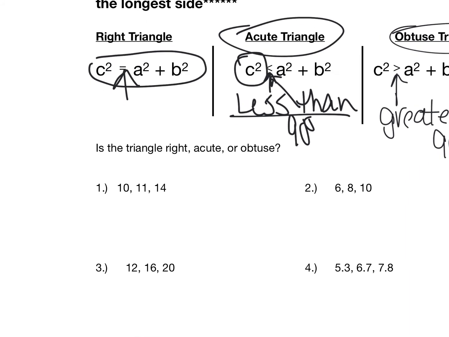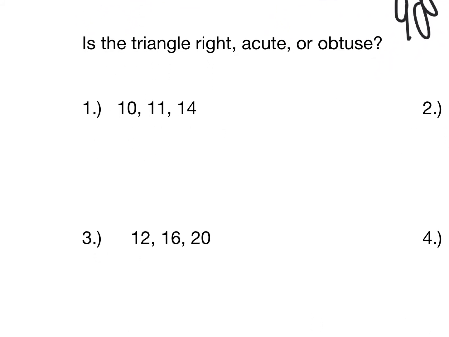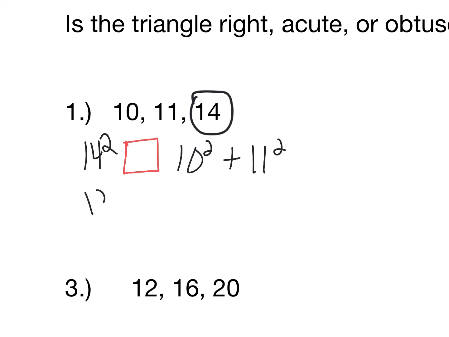We need to make sure when we set up our equation that we know which side is c. If you think back, c is always the longest side. So the first thing I'm going to do is pick out my longest side, and that goes on the left-hand side. I don't know if it's greater than, less than, or equal, so I'm going to put a blank box in there, and then I'm going to square my other sides. 14 squared is 196. I'm going to keep that box there for just a second.